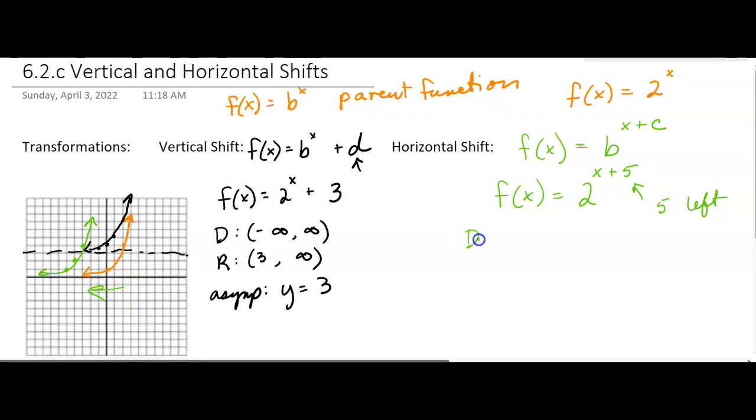The domain is still all real numbers. The range is still 0 to infinity. I didn't shift it up or down. And then the asymptote's also going to be the same. Y equals 0. Okay, so you can see the asymptotes right there, the horizontal asymptote. Okay, so that's what we're doing with the vertical and horizontal shifts.